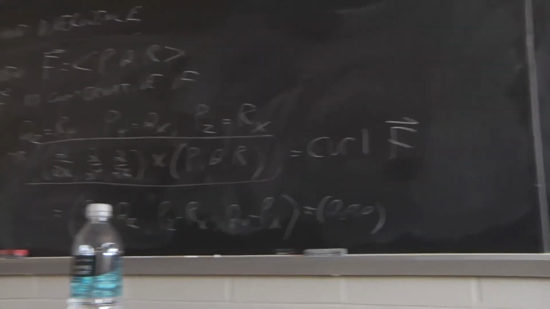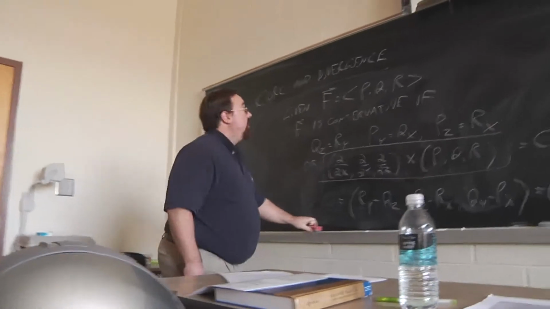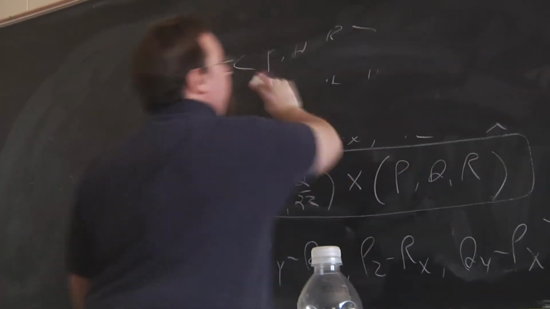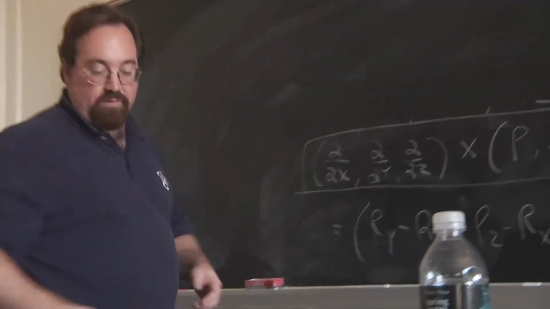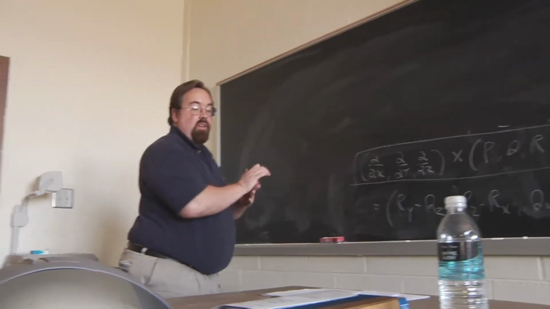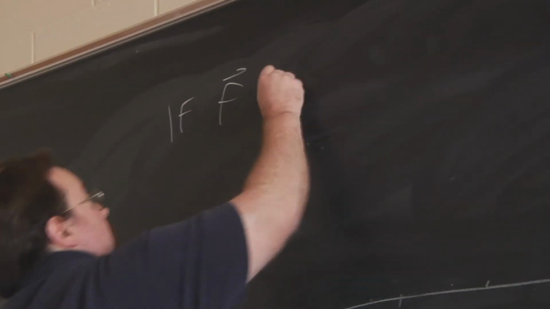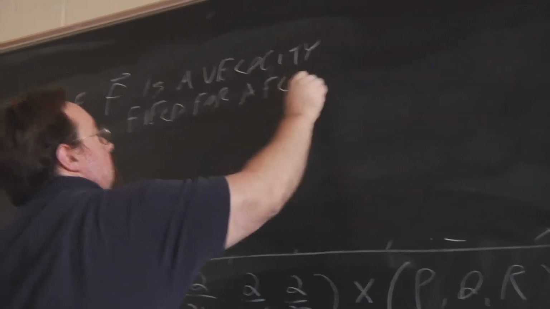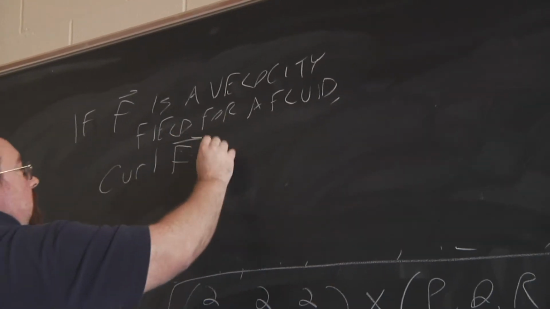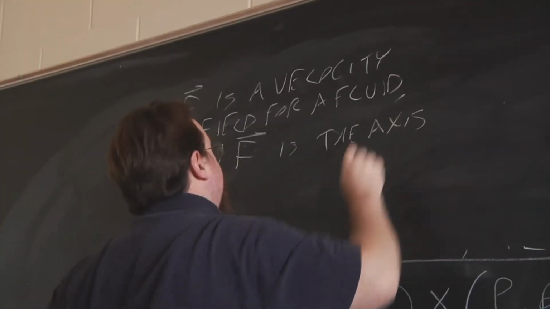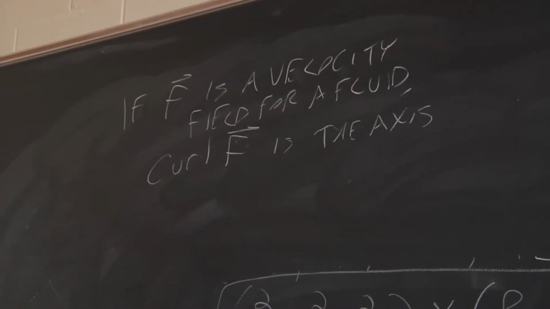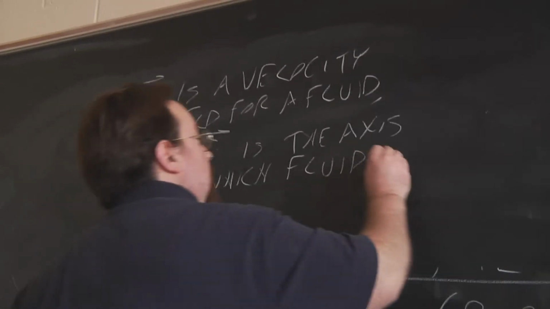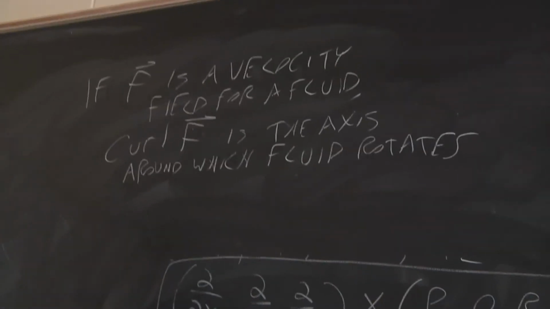Now, it turns out that this has a nice physical interpretation when F happens to represent a velocity field for a fluid. So the idea is that curl F is the axis, the direction given by this vector. So keep in mind, cross product is a vector. But curl is the axis around which a fluid is rotating, if it's rotating at all.